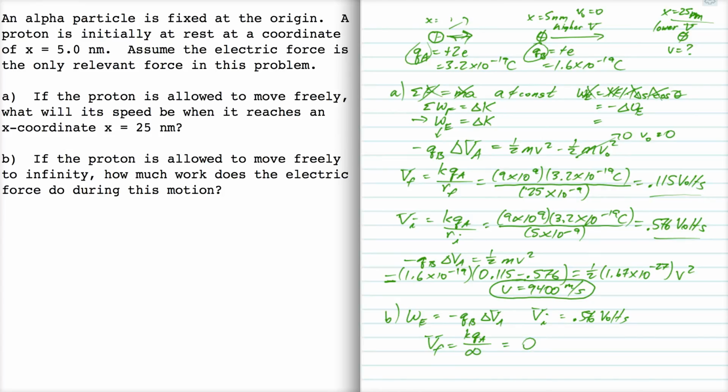And so the work done by the electric force is minus QB times V final minus V initial. So that's positive 9.2 times 10 to the minus 20 joules. Okay, and it makes sense that the electric force is going to do positive work here because the electric force points to the right and the motion is to the right. So it should do positive work. Okay, so we're done.